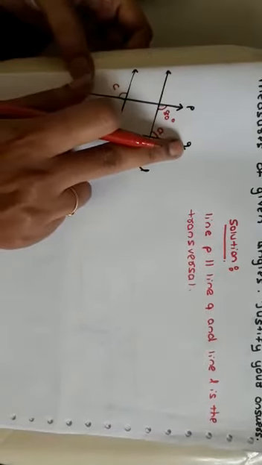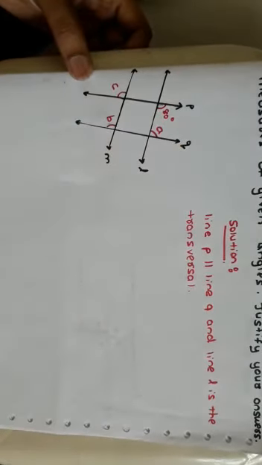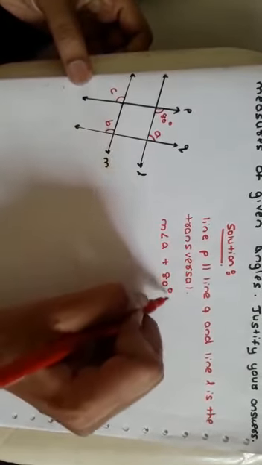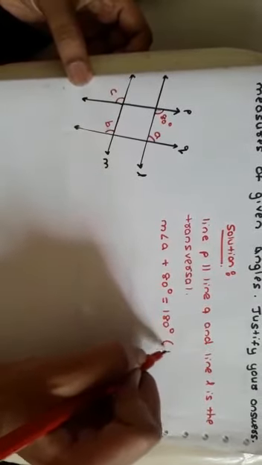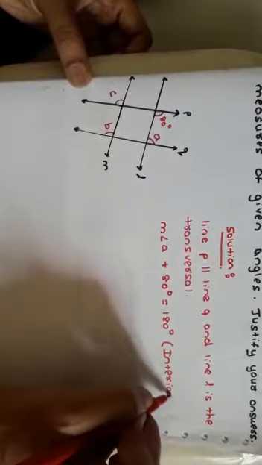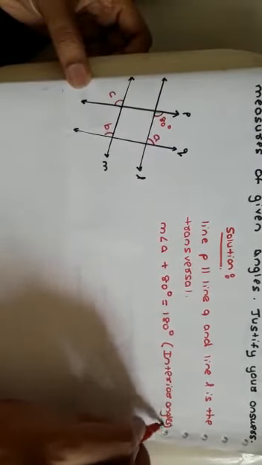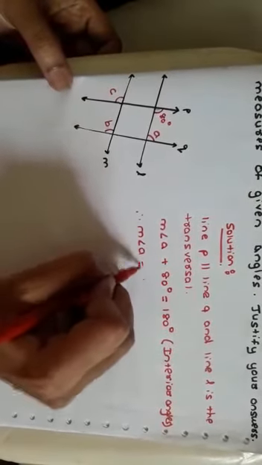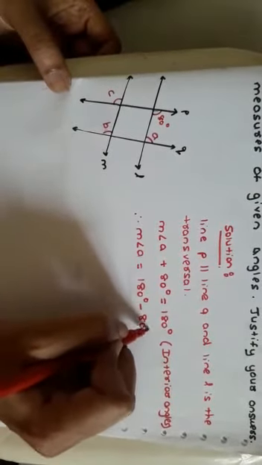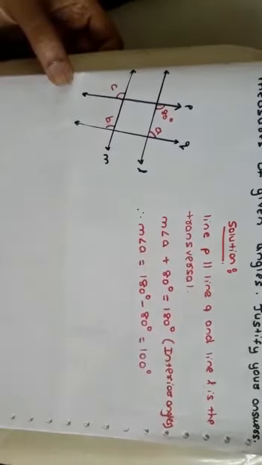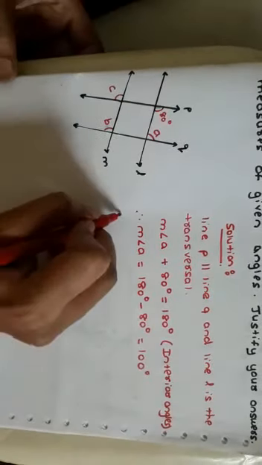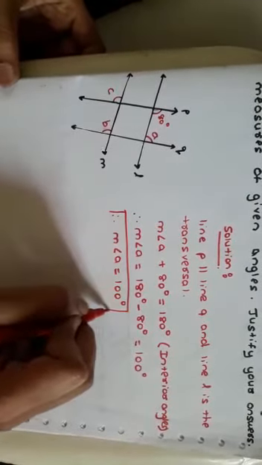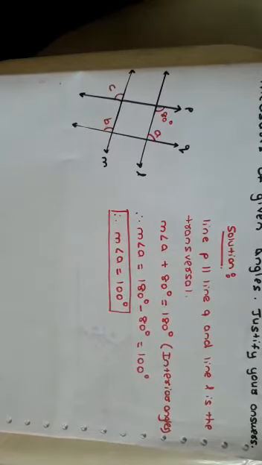Line P is parallel to line Q and line L is the transversal. So that means measure angle A plus 80 degree is equal to 180 degree. Interior angles. Therefore, measure angle A is 180 degree minus 80 degree, 100 degree. So that means measure angle A is 100 degree.